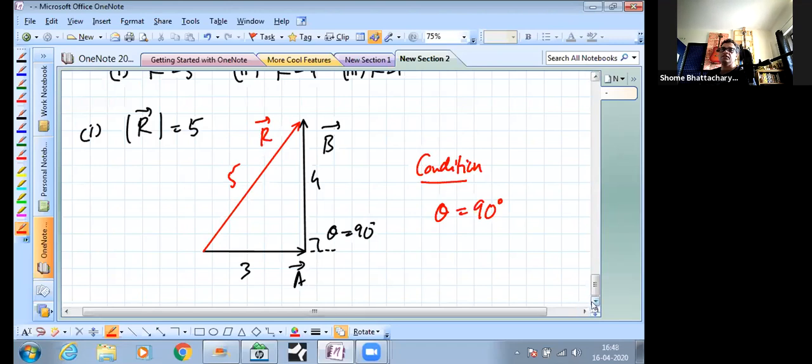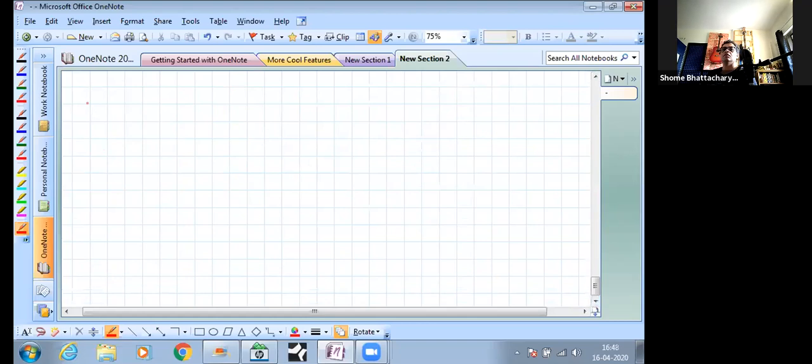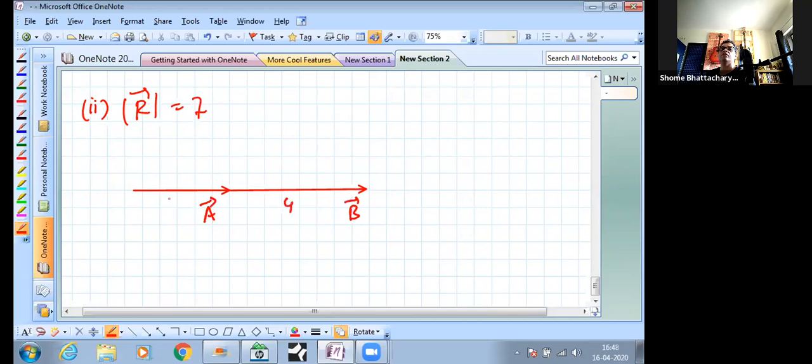Now, similarly, if I come to the second part, I wanted the resultant to have a magnitude of 7. So you'll see that the condition for the resultant to be 7 will have to be like this: if the vector A is like this, of 3, the vector B will have to be in the same direction, but of 4. Only then my resultant will become... this is A and B. So this is a line of length 4 and this is a line of length 3. Here the angle between them is 0, or A is parallel to B.